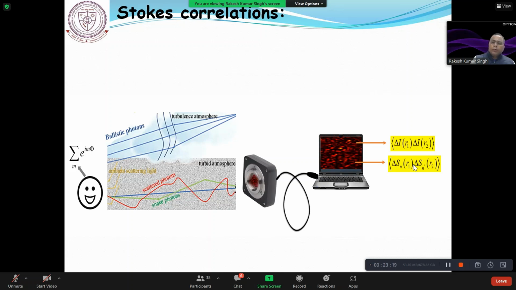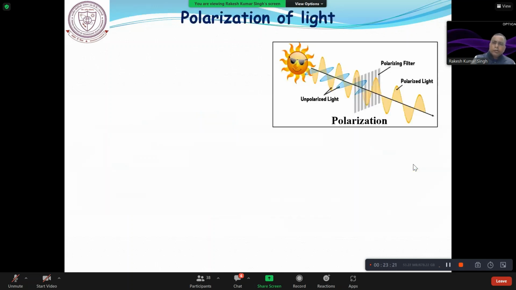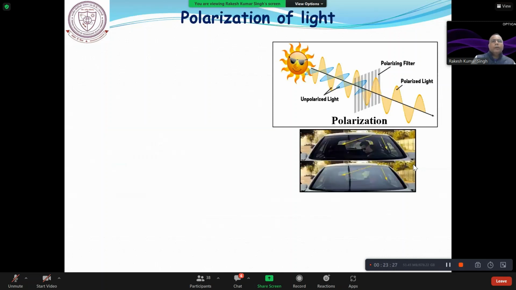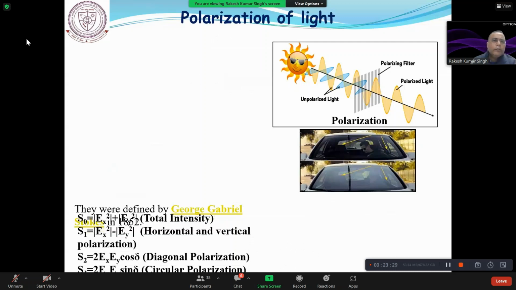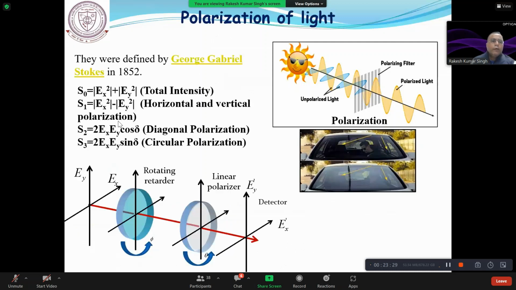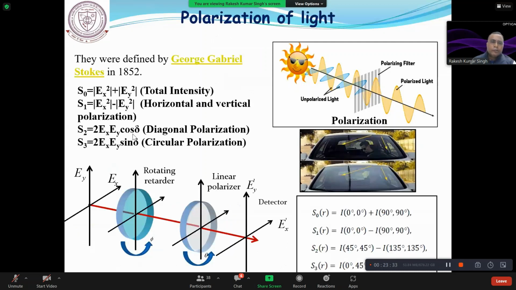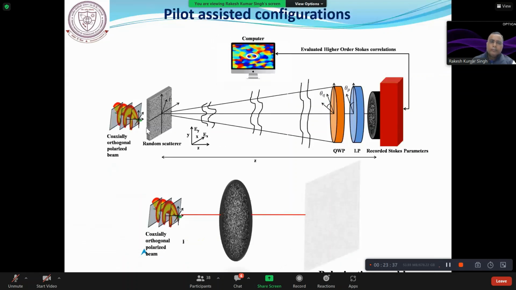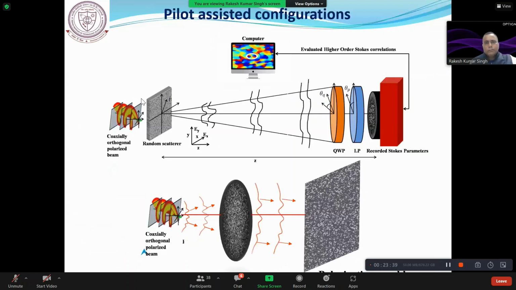In this case, we use the polarization guiding approach. I will skip this polarization part because it is a very well-known subject, so I will move directly here. What we do in this case is encode the composition of the OAM modes in one of the polarization components of the light, and the other polarization component of the light is kept in reserve.